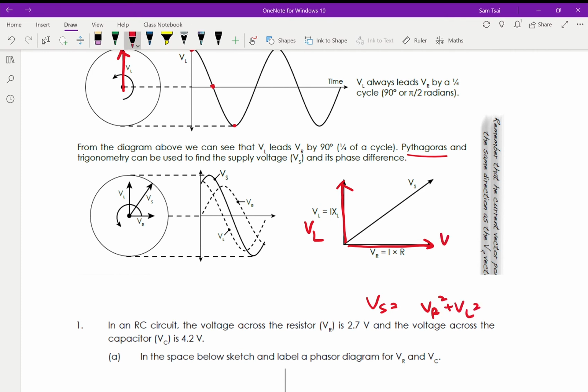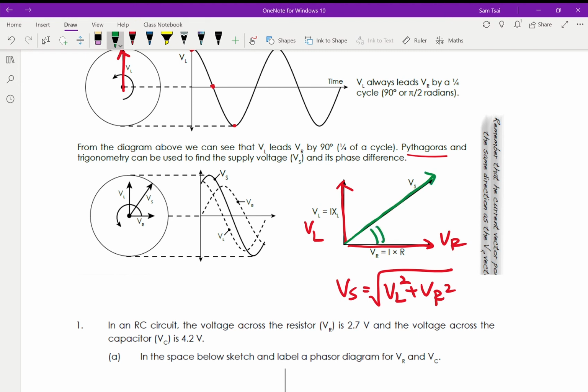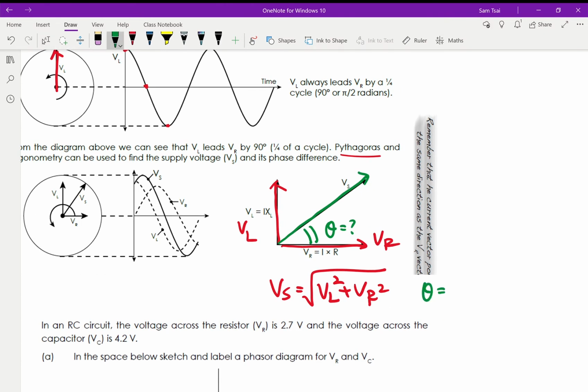Probably write VR here. VS is VL squared plus VR squared, and take the square root, Pythagoras. Another thing we need to know is, if we are asked how many degrees the source leads VR, theta is how many degrees, and you know this will be tangent. So arctangent of VL, opposite is VL, over VR.